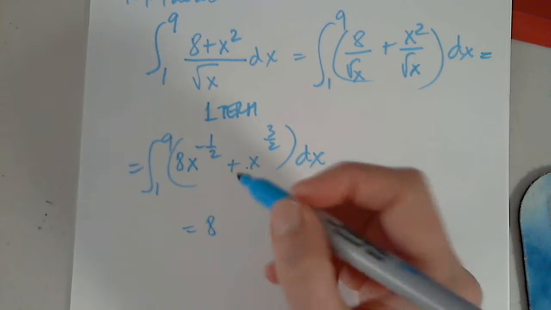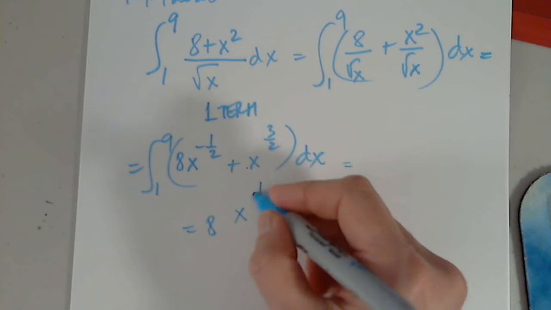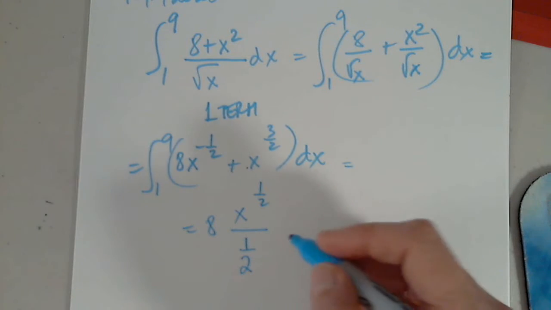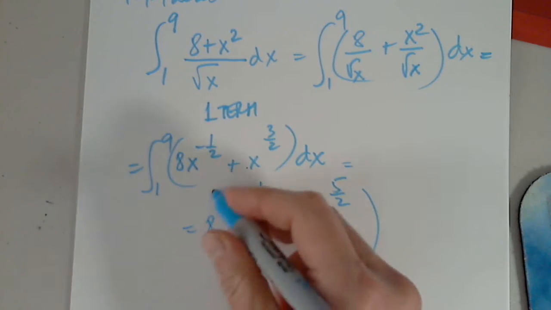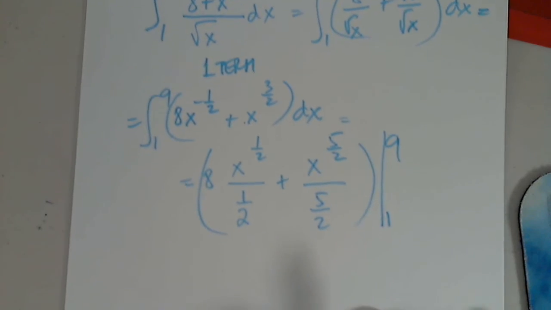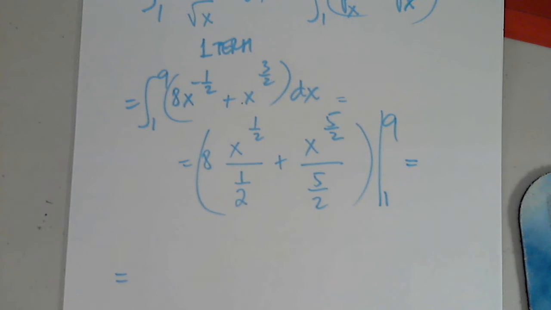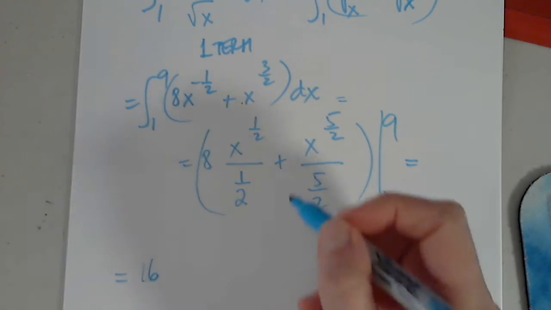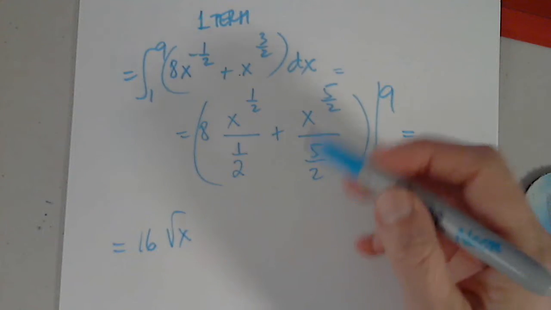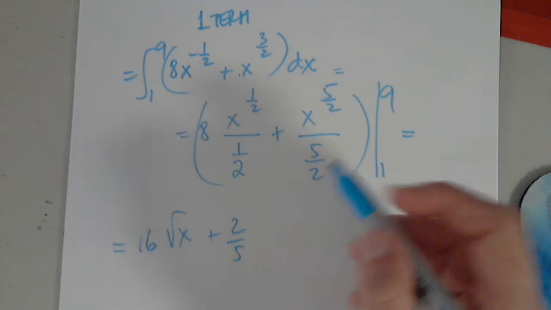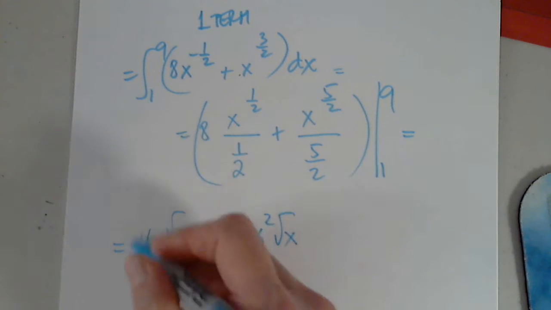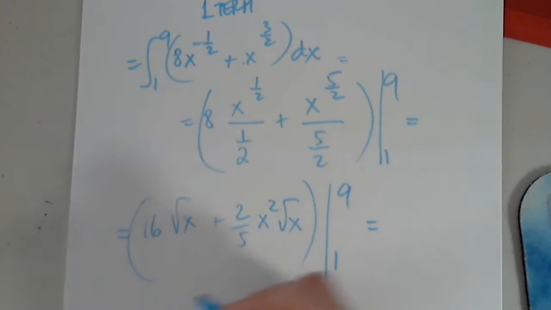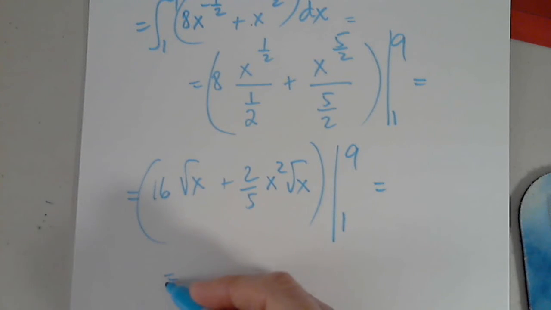So then I have 8 times x to negative 1/2 plus 1, which is 1/2, divided by the same thing. And x to 3/2 plus 1, which is 5/2, divided by the same thing. And this is from 1 to 9. And I will try to simplify as much as possible. So when I flip this, I get 16 times the square root of x. I flip this and I get 2/5 times the square root of x to the 5th. I can write it like this, from 1 to 9, because it's easier for me. I'm kind of lazy sometimes with the calculator.